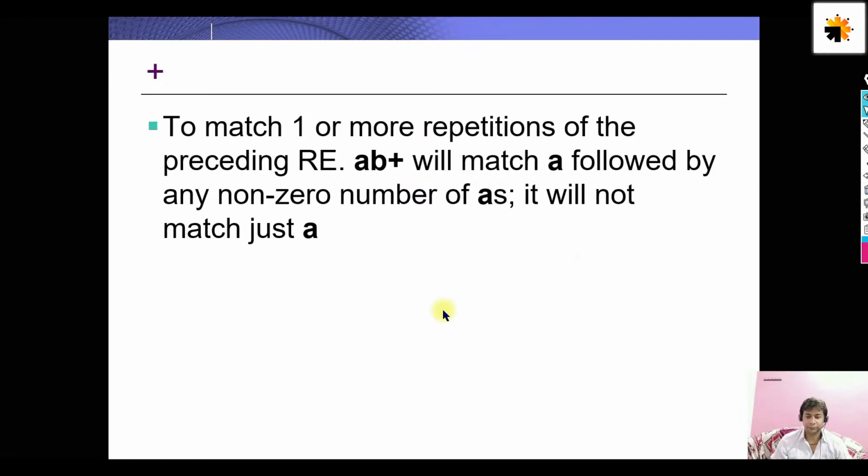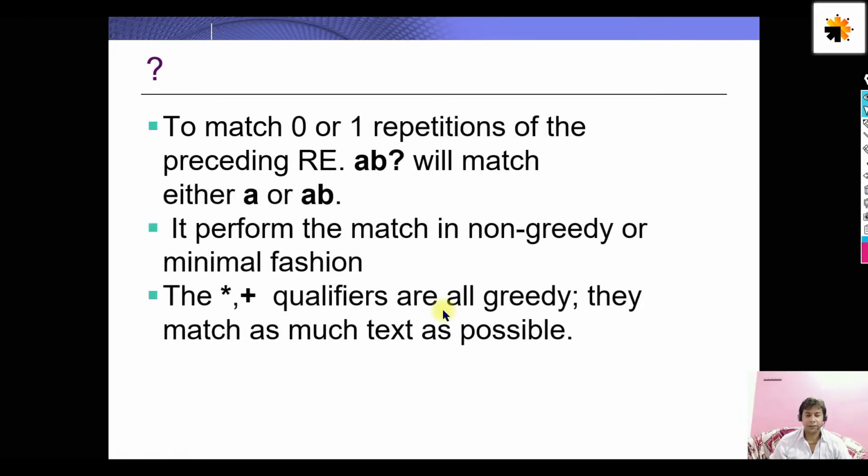This is the question mark sign. Actually, this is for star and plus. Both are greedy operators. Means if B is present 5 times, star and plus will take all the 5 B's. But what is the minimum? Minimum is 1 or 0. So if we use this question mark sign, it will only take the minimum requirement. It works in the minimum fashion.